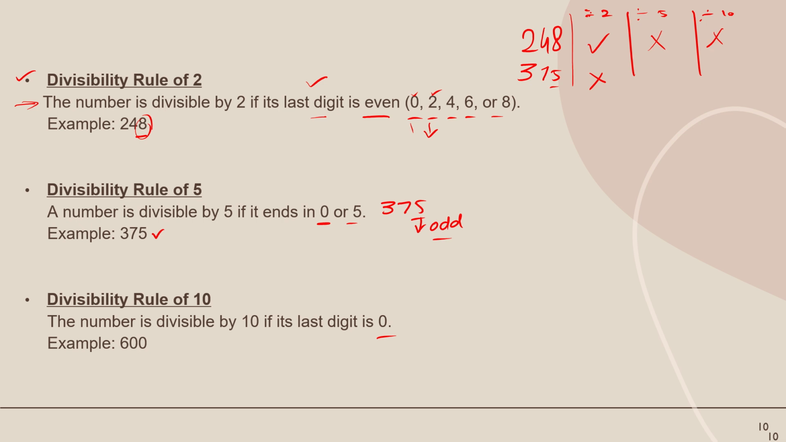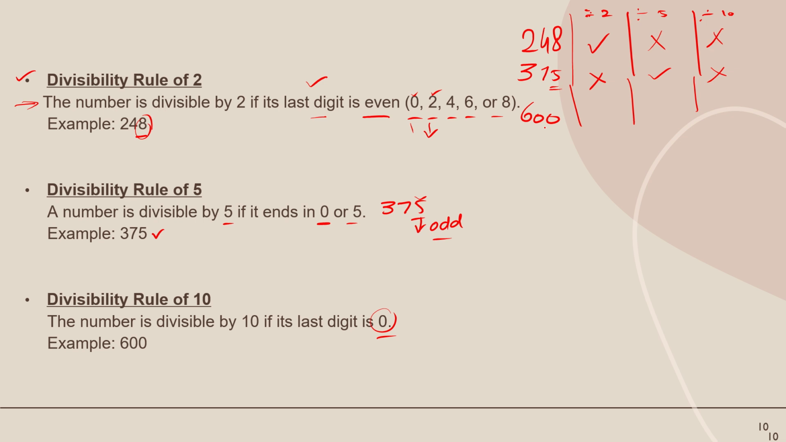Now for 5, the last digit should be 0 or 5. As you can see, the last digit is 5, so it is divisible by 5. For 10, the last digit should be 0, but here there is no 0, so it is not divisible by 10 also. Now for 600.